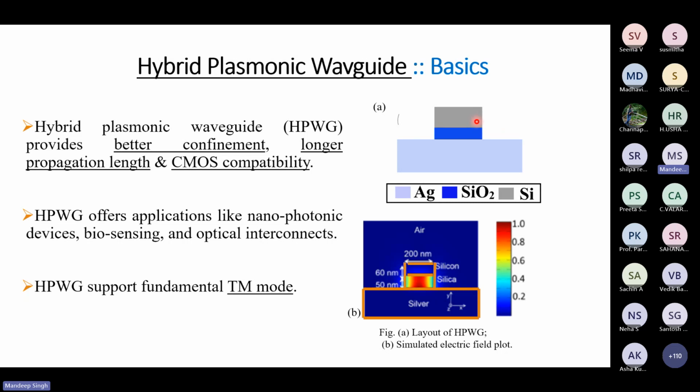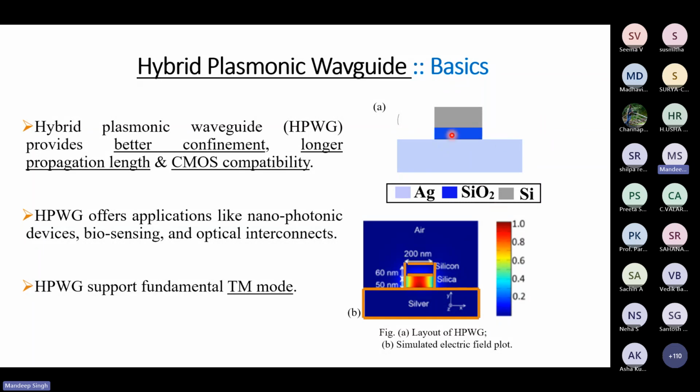Once the hybridization is done, through simulation as well as experiment, they have observed that you will get better confinement, a longer propagation length, and CMOS compatibility. This type of waveguide also helps in designing CMOS devices like modulators. They have very good integration with lasers, and some nanophotonic all optical chips can be designed.